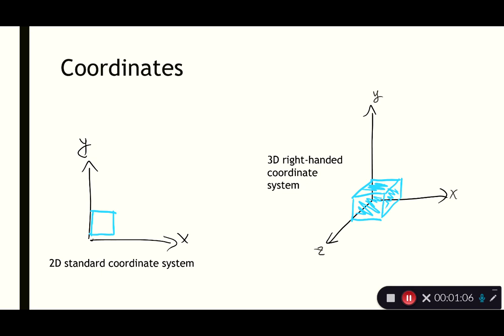When we do coordinates in 2D, we use a standard xy axis with x on the horizontal axis and y on the vertical axis, like this. This is the way most people operate, except for economists.